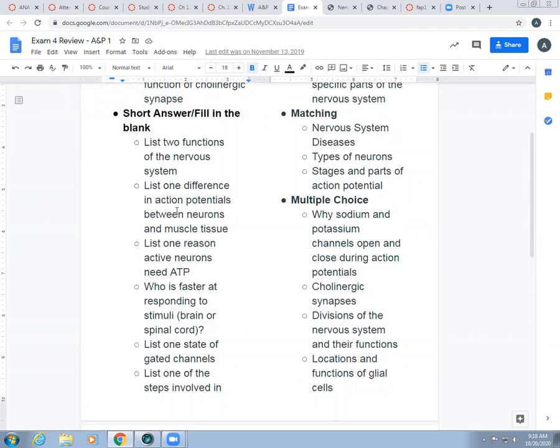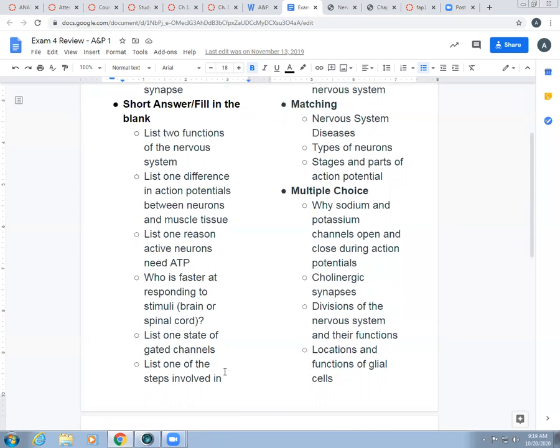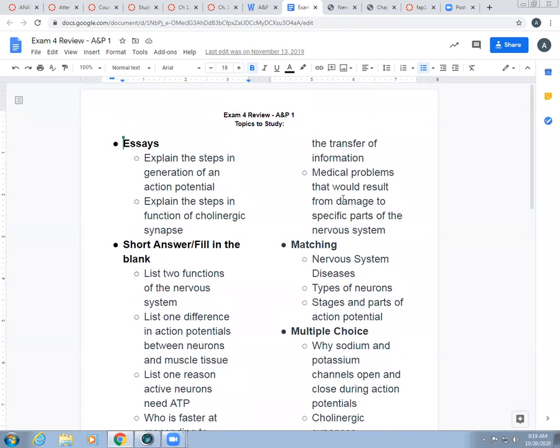Difference in action potentials between neurons and muscle tissue. List 1 reason active neurons need ATP. Who's faster at responding to stimuli, the brain or the spinal cord? List 1 state of gated channels. List 1 of the steps involved in the transfer of information. Medical problems that would result from damage to specific parts of the nervous system. And for matching: the different nervous system diseases, different types of neurons, and stages and parts of an action potential.